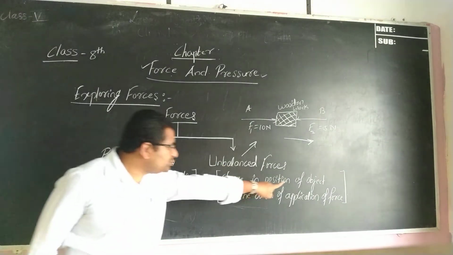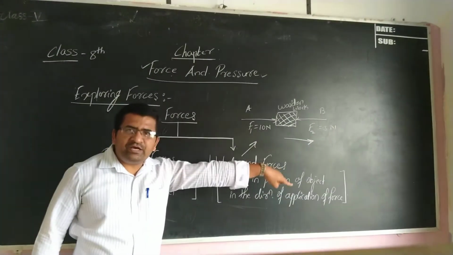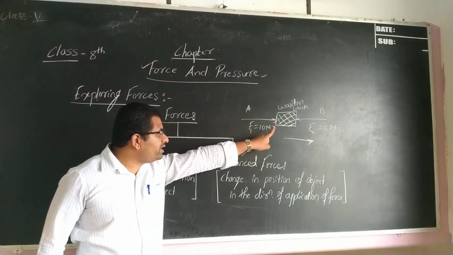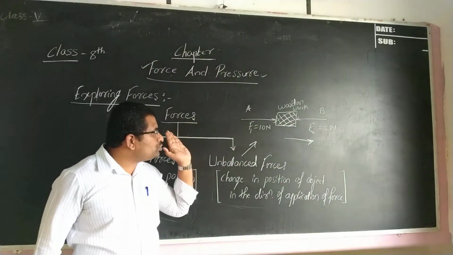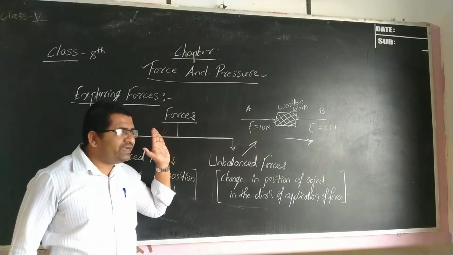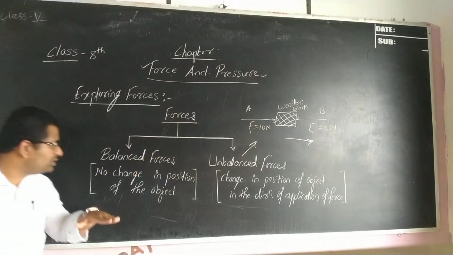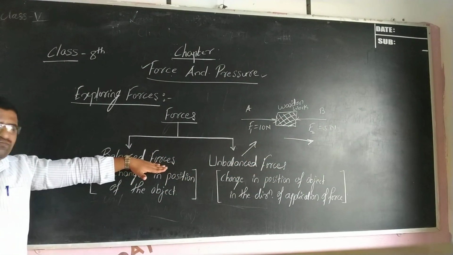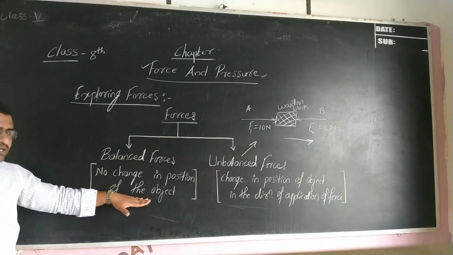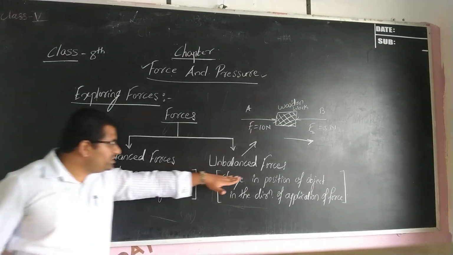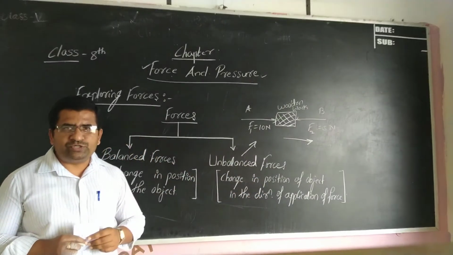The change in the position of the object is in the direction of the application of the greater force. Here F1 is greater than F2, so F1 is called the greater force, and the wooden block shows the displacement from side A towards side B. So these are called unbalanced forces and these are called balanced forces. In case of the balanced forces, no change in the position of the object will be observed. And in case of the unbalanced forces, the change in the position of the object will be observed.